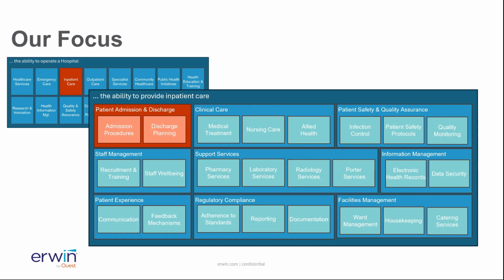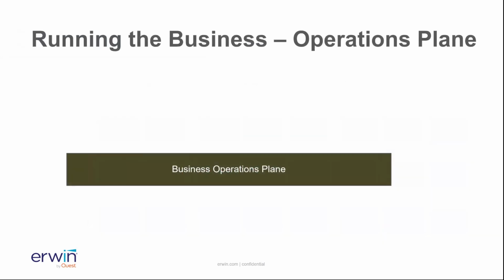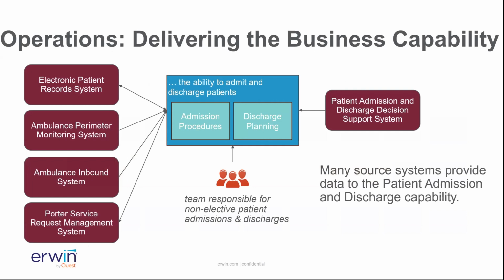So we're looking here at admission procedures for non-elective admission. That means emergency admission, and the discharge planning. So planning for freeing up beds for new arrivals into the hospital. So we have, first of all, running the business. So we have an operations plane. And that's where the business is basically operating and running the business. And there'll be a number of systems in there being used by the business processes to allow them to deliver the operational part of the hospital.